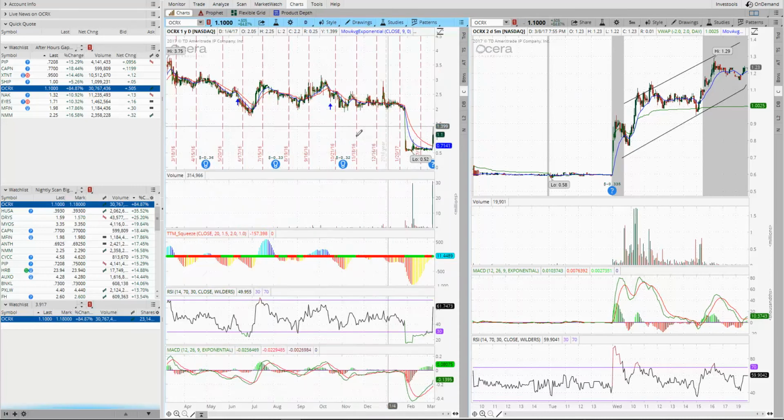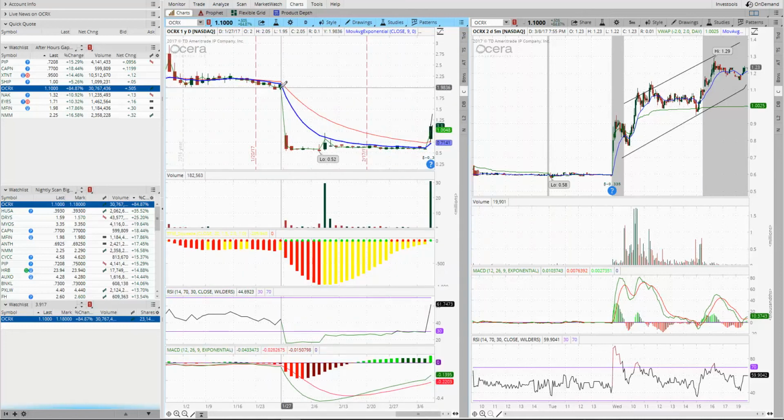Let's look at the yearly chart, see where it's been. So this is a stock that, wow, completely collapsed, probably on some bad news. There is no resistance between this and $2. So maybe it rips up to $2 tomorrow because there's nothing stopping it. It's above the 9 and 20 EMA.